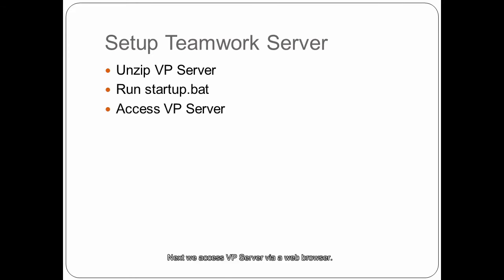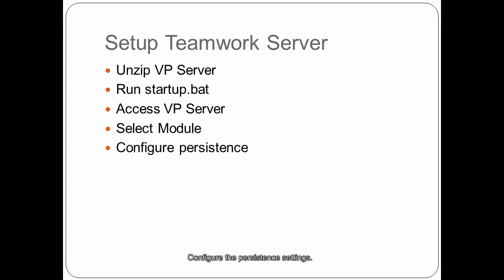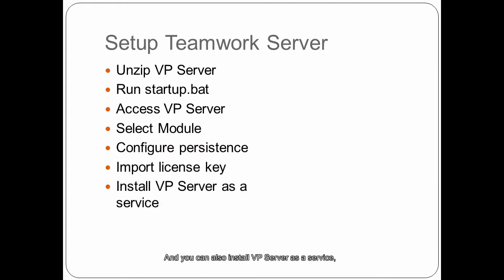After downloading VP Server, we unzip it, then run the startup script. Next, we access VP Server via a web browser. Select the Teamwork Server module, configure the persistence settings, import the license key, and you can also install VP Server as a service, which allows it to automatically start up when the machine is booted. You don't need to manually run the startup script. Let's see how it works.